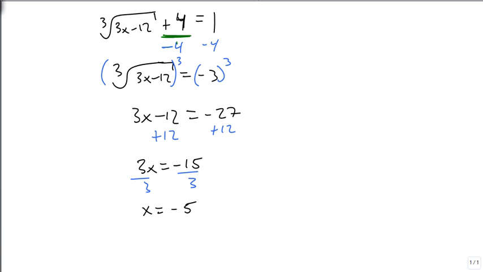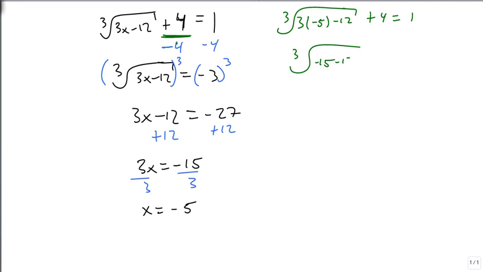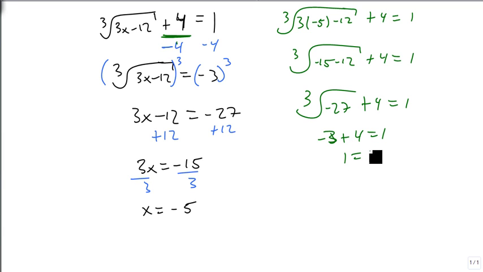So now we come back and we check our answer. We get the cube root of 3 times minus 5 minus 12 plus 4 equals 1. So the cube root of minus 15 minus 12 plus 4 equals 1. The cube root of minus 27 plus 4 equals 1. Cube root of minus 27 is minus 3. Minus 3 plus 4, sure enough, is 1. So since that checks out, we know that this is our answer.